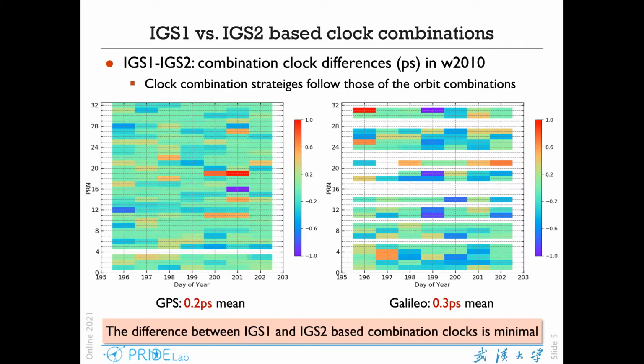Here we can see that the scale of the bars is in the unit of picoseconds. You can see for GPS and Galileo, the combination clock difference is quite small. The mean value is about 0.2 picoseconds and 0.3 picoseconds for GPS and Galileo satellites respectively. So we demonstrate that the difference between the two combination clocks based on the IGS1 and IGS2 orbits is minimal. In the following, we are not going to use both orbits to validate the PPP solutions. We use only IGS2 to demonstrate our slides.